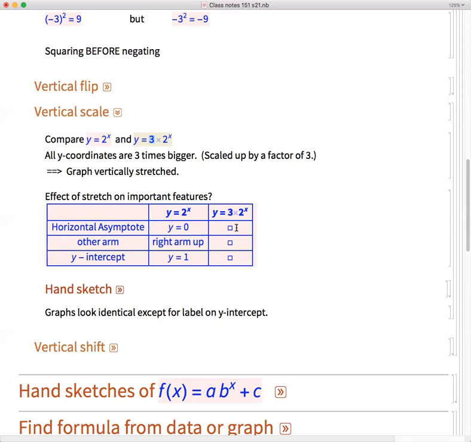Well, if we multiply by 3, the horizontal asymptote won't change. Multiplying 0 by the number 3 still gives you 0. This graph is going to get vertically stretched, but that means that the right arm will continue to go up. In fact, it'll go up faster. And then when we multiply all y coordinates by 3, the y-intercept will also get multiplied by 3.